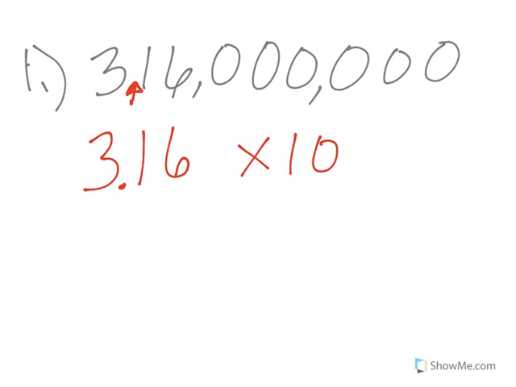Now, is this a big number or a small number? Well, if I had $316 million, I would be pretty happy. So we're going to have a positive number. Now, what is your exponent? How many places did you move your decimal? So right now in 316 million, we don't have a decimal, so it's automatically at the end. So how many places did I move it to get to that red arrow? 1, 2, 3, 4, 5, 6, 7, 8. So my exponent is going to be an 8.